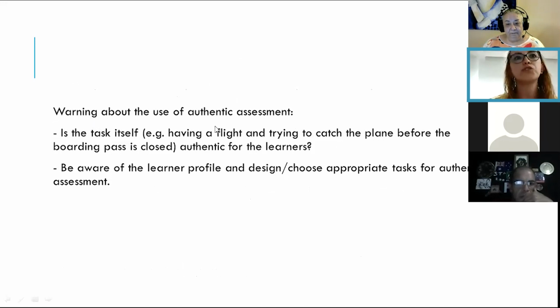Here I want to have a warning about the use of authentic assessment, and I think it's very important. We need to ask ourselves, is the task itself, like having a flight and trying to catch the plane before the boarding pass is closed, for example, authentic for the learners? If the task or the theme or the topic of the task is something they experience in their real lives, this is very important. So we need to be aware of the learner profile and design or choose appropriate tasks for authentic assessments. I find this very important.